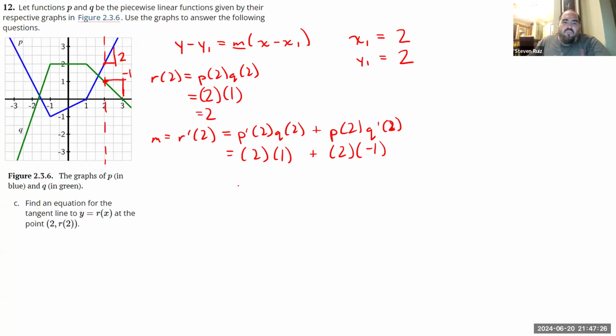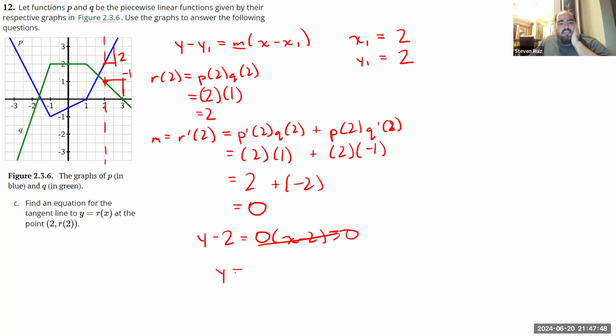So we perform this calculation, we get 2 plus -2 or 0. So we actually have a horizontal line. So y minus y1, which is 2, equals 0 times x minus 2. So this will all fall off. So we get tangent line of y equals 2. Horizontal line y equals 2.